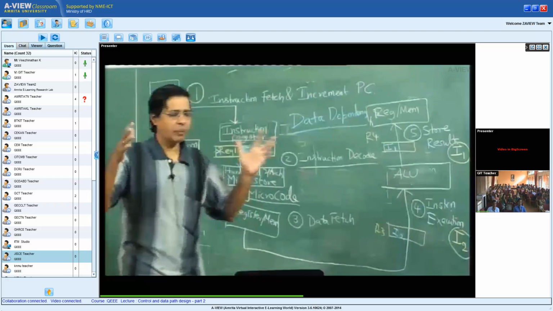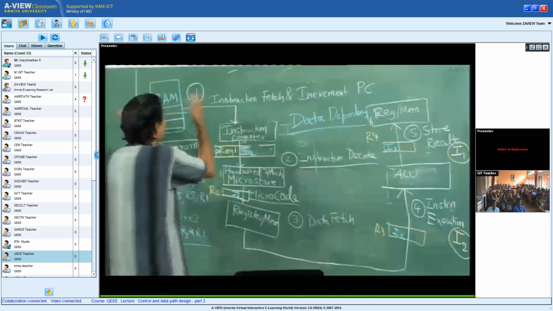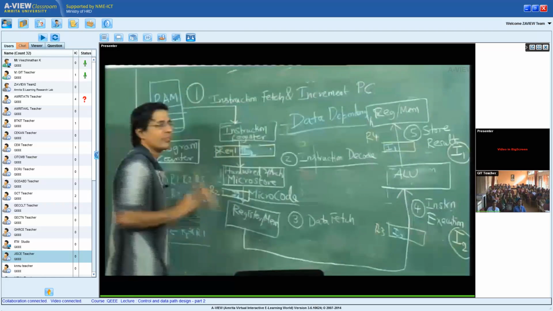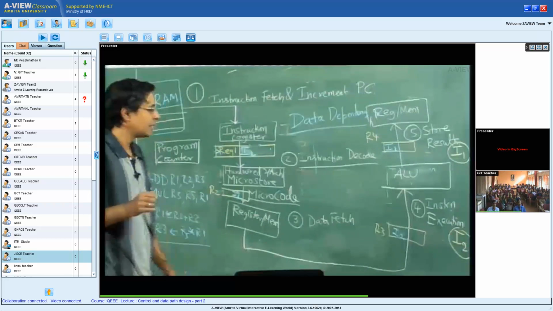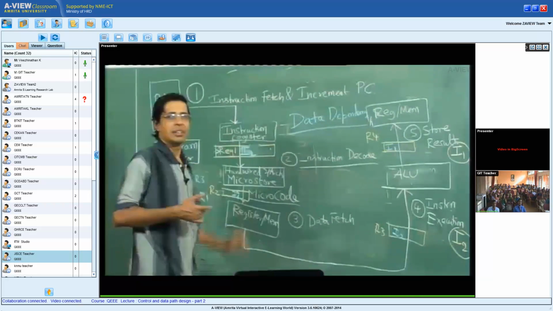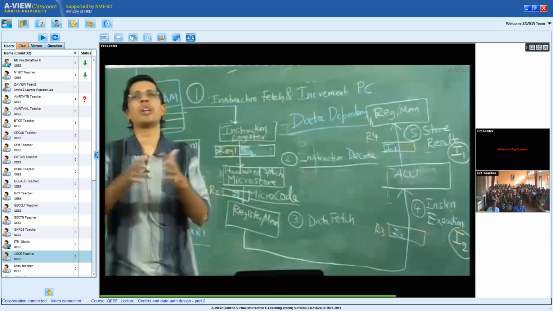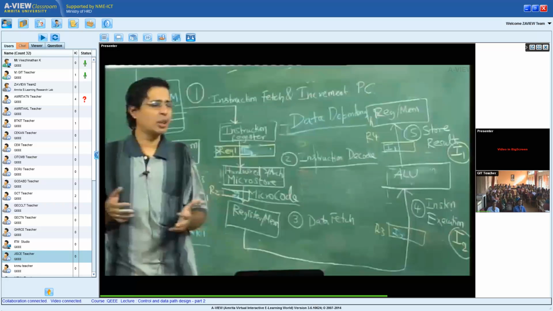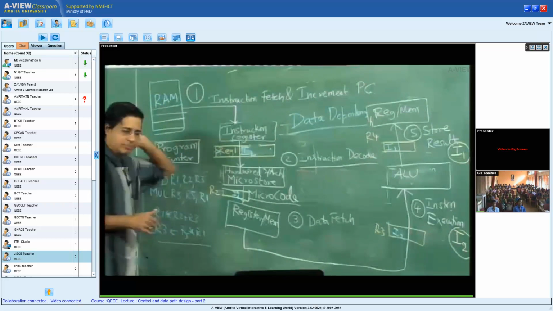Can I not bring a set of instructions? Instead of just fetching I1, can I not fetch I2, I3, I4 and keep them here? So this is basically called instruction prefetching. That is, even before I2 is needed, I go and get it and store it somewhere in what we call a prefetch queue or prefetch buffer.